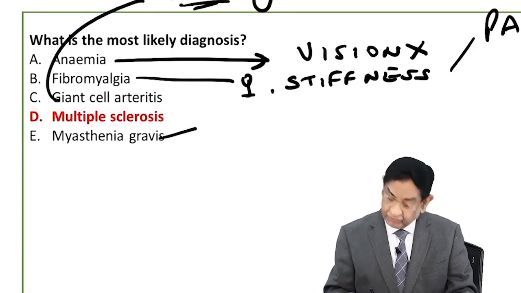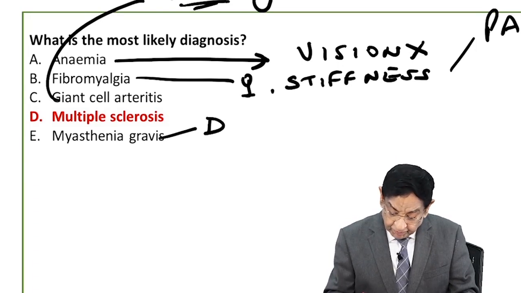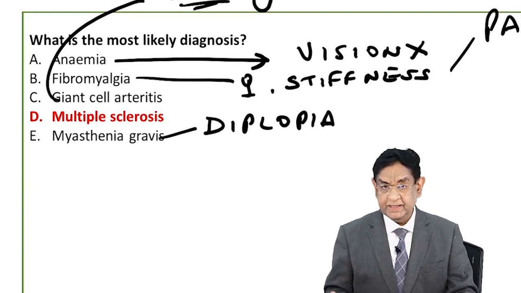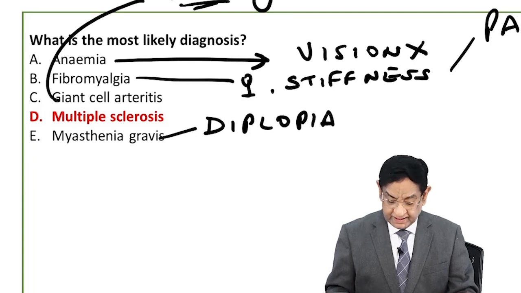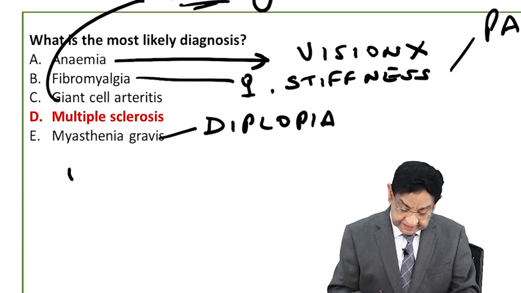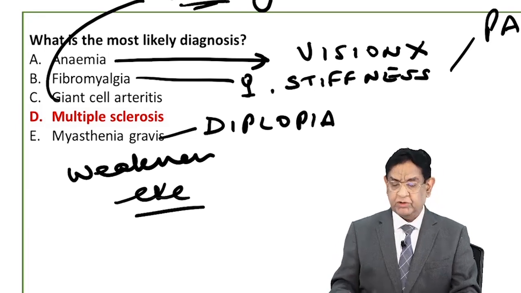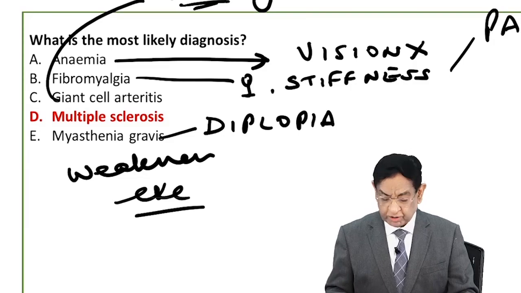Myasthenia gravis, well, it occurs in ladies beyond doubt, but they have diplopia. They don't come with a vision problem as such. They have a diplopia type of picture, and moreover they have muscle weakness, which is more in the evening hour. So it is altogether a different type of entity. So finally we ruled out all other options.